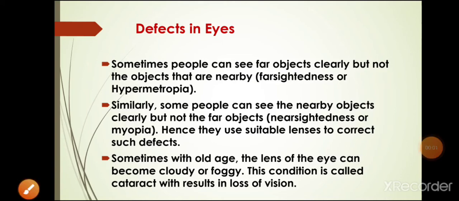Now students, there is another defect, that is cataract. What is cataract? During old age, what happens? The lens becomes milky and cloudy in cataract patients, so the person cannot see clearly. So how is it treated? The cataract is treated by surgery, and the cloudy lens is removed and an artificial lens is transplanted in the eye. In this way, the cataract is treated.